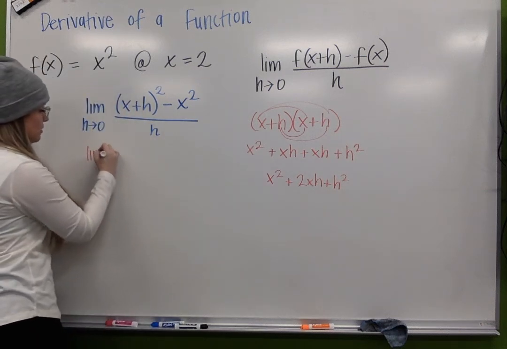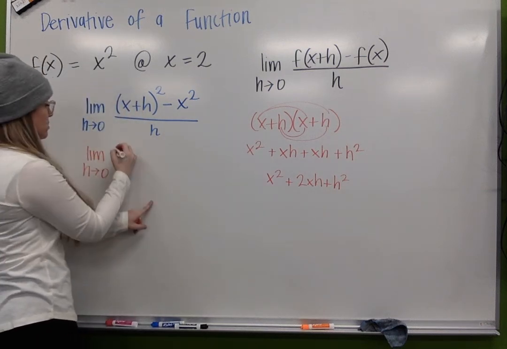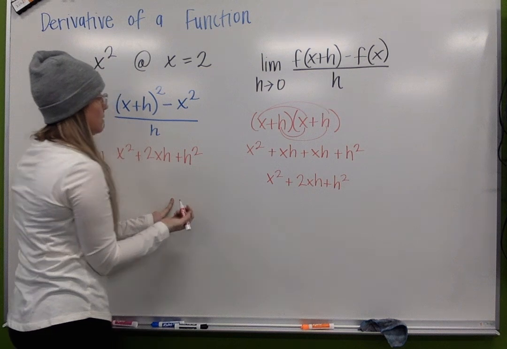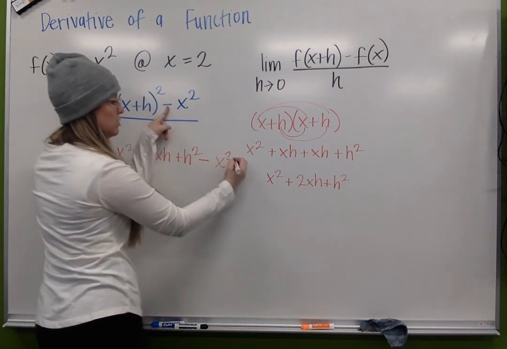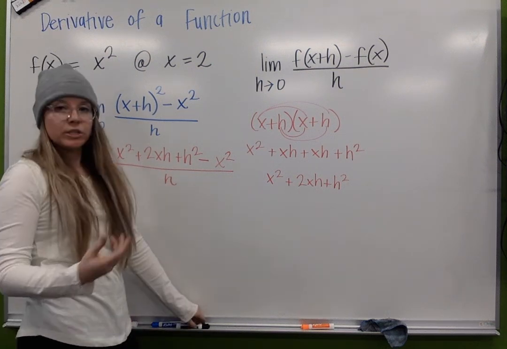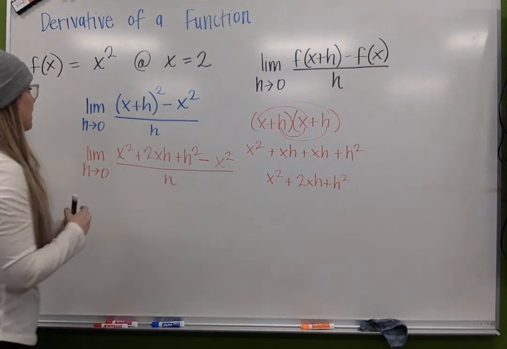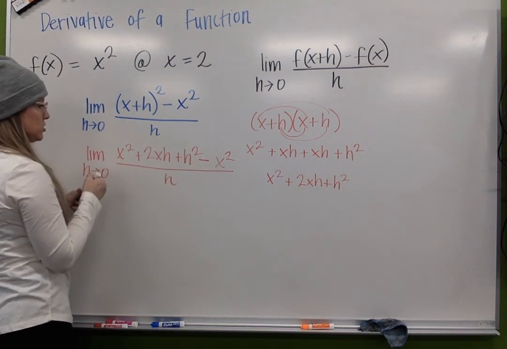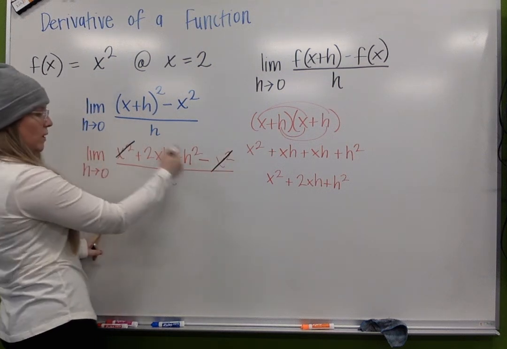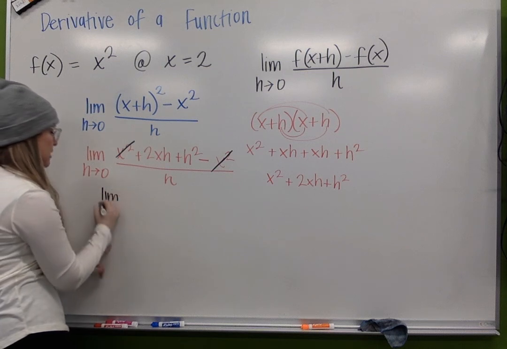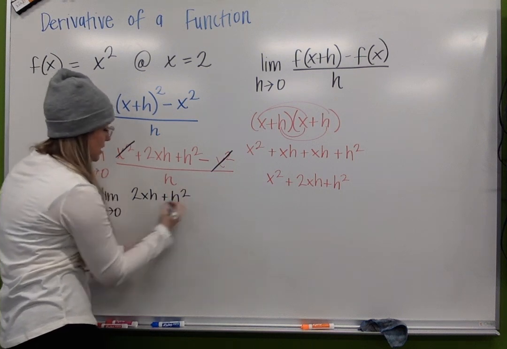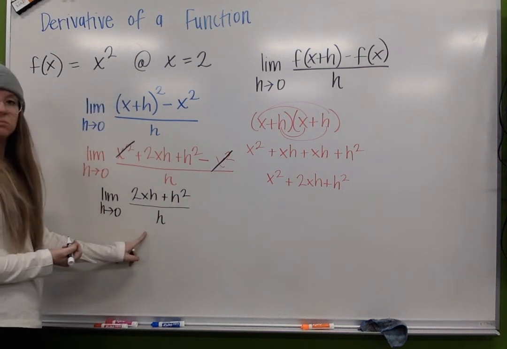So now I'm looking at the limit as h approaches 0 of x squared plus 2xh plus h squared minus x squared all over h. So we're just doing the algebra here to kind of simplify. And then what I see here is I have my x squared minus my x squared. That's going to go ahead and cancel out. Right? X squared minus x squared is 0. So now we have the limit as h approaches 0 of 2xh plus h squared all over h.